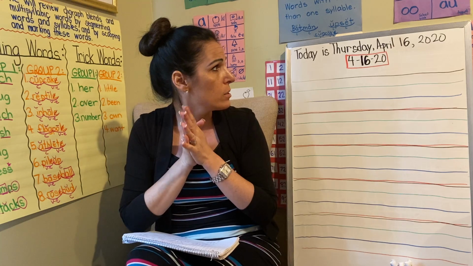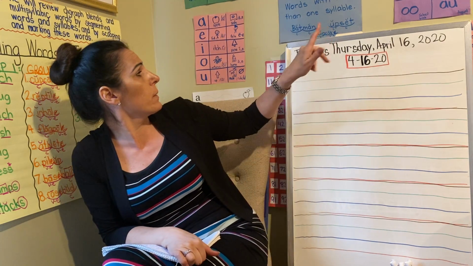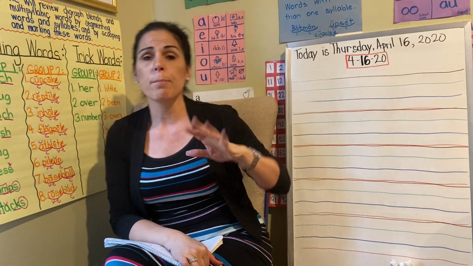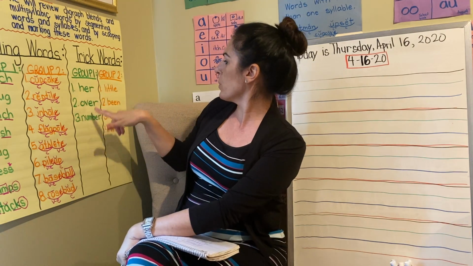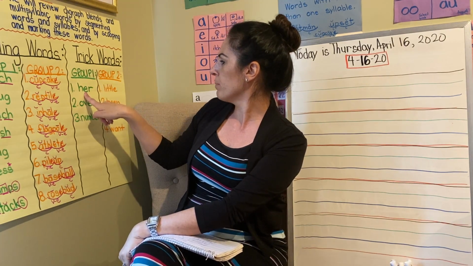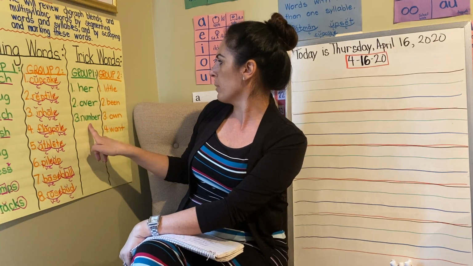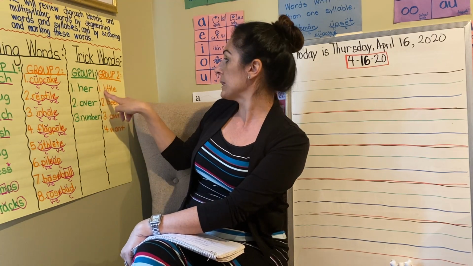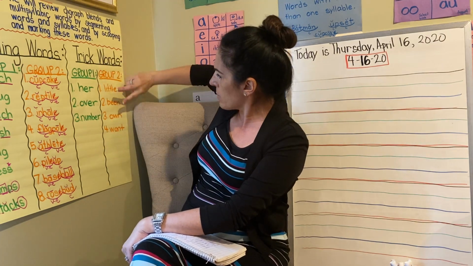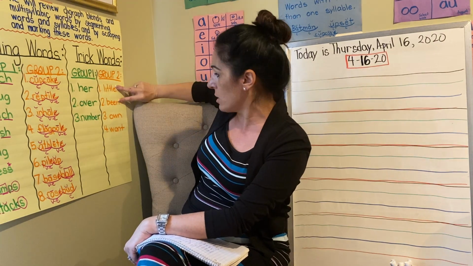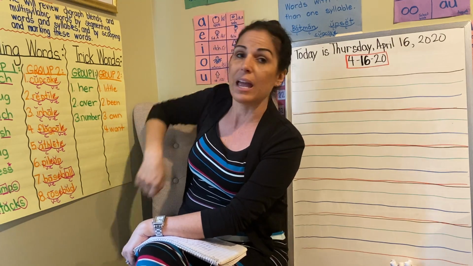Remember that every syllable is 1 push of breath out. Our trick words for group 1: her, over, number. For group 2: little, bin, own, and want. We talked about little and bin already, so today we're going to discuss own and want.